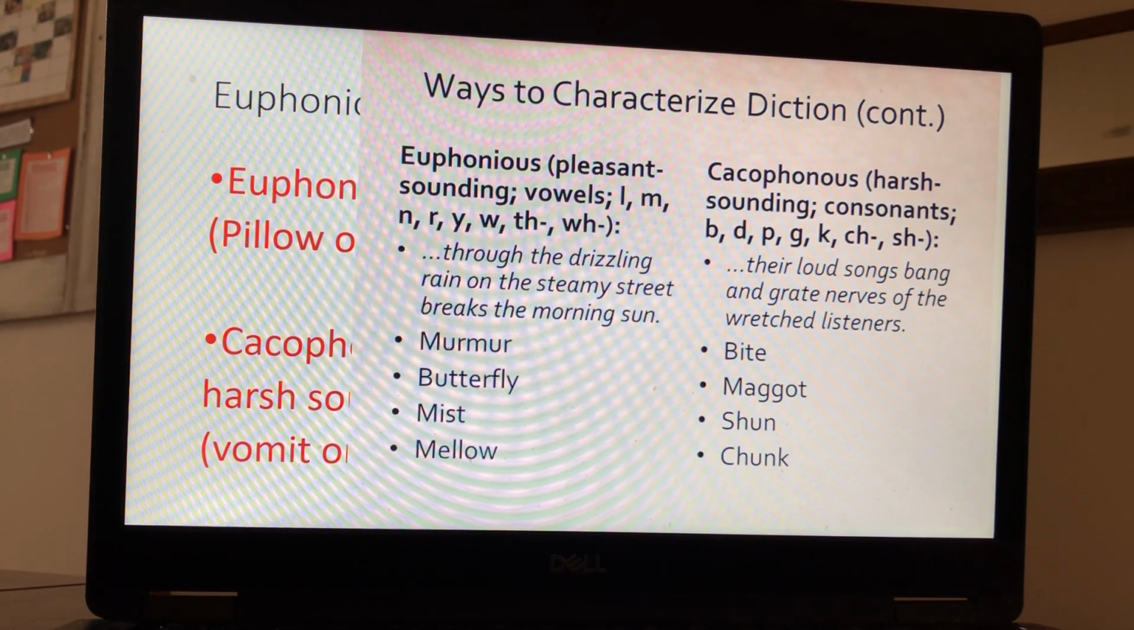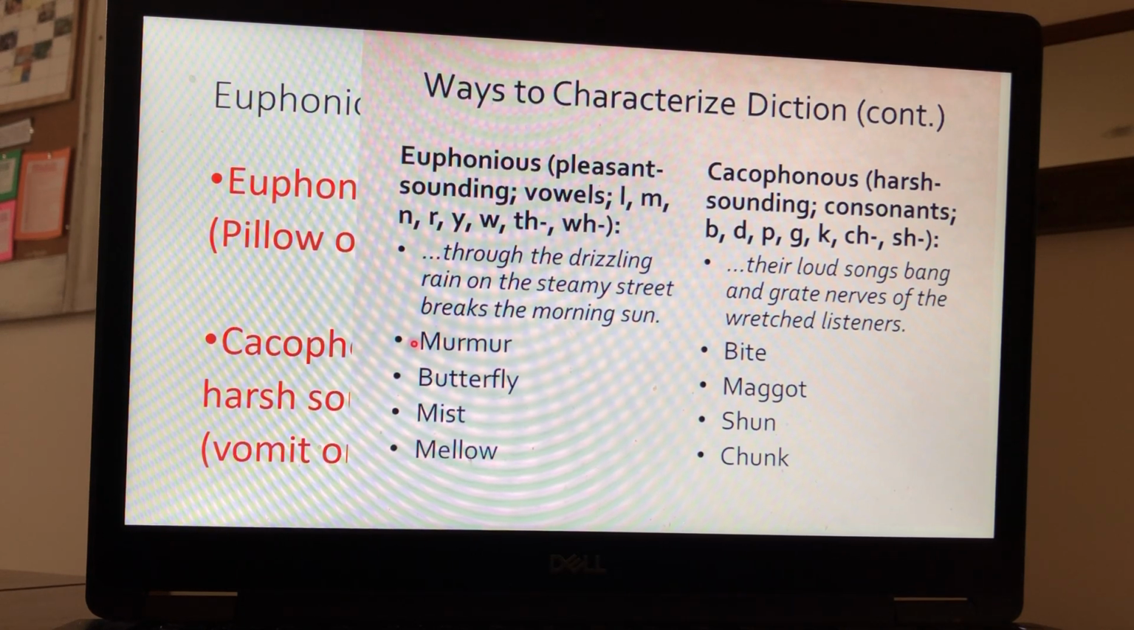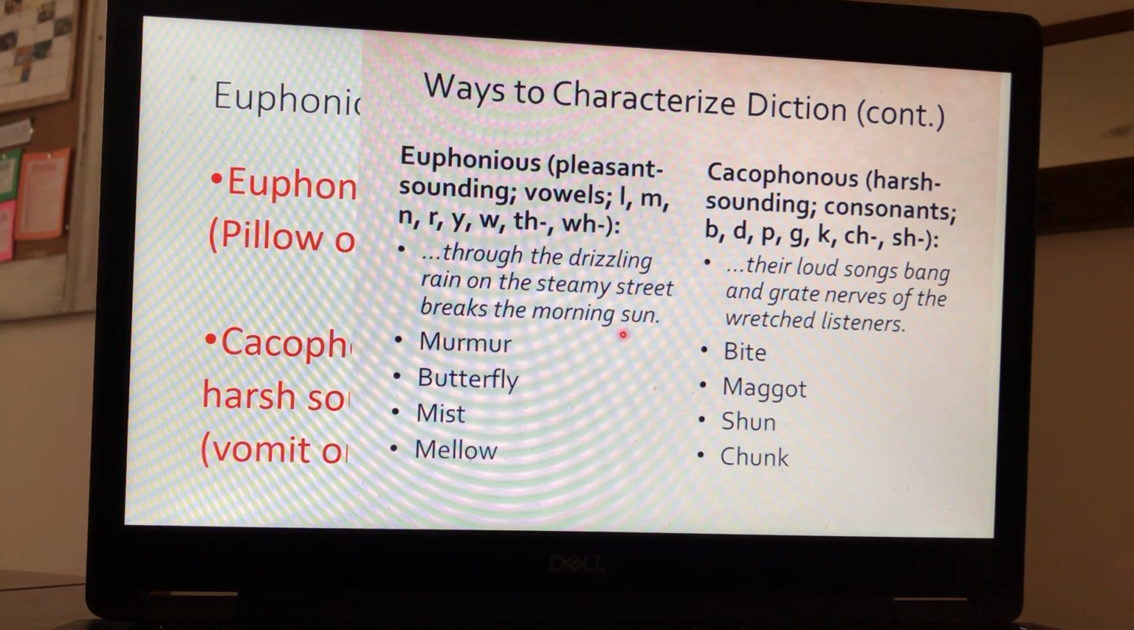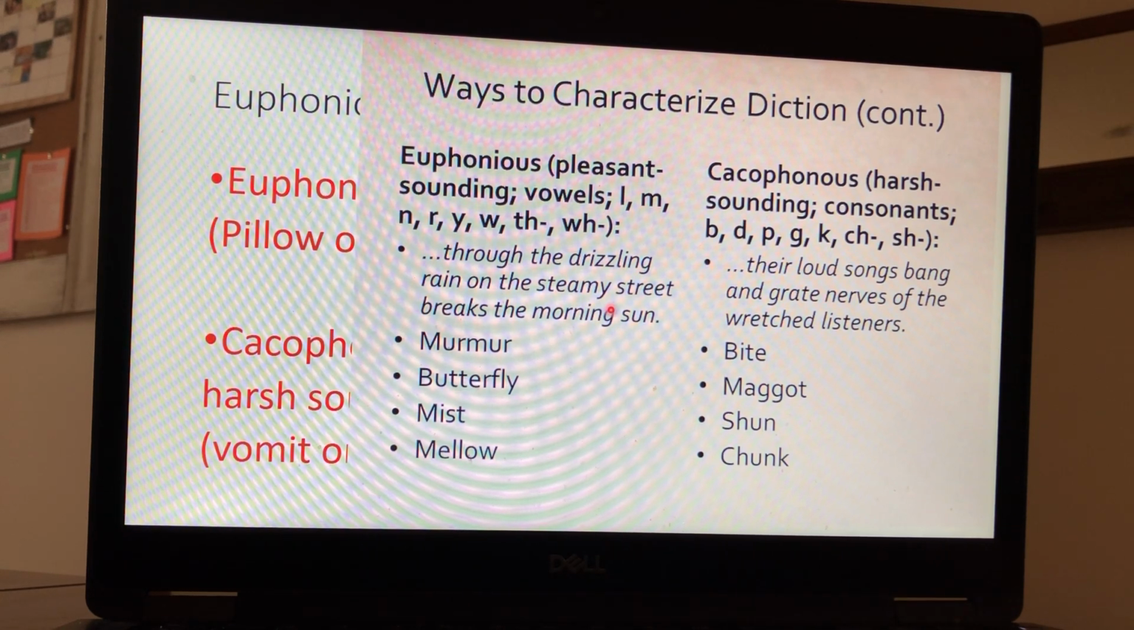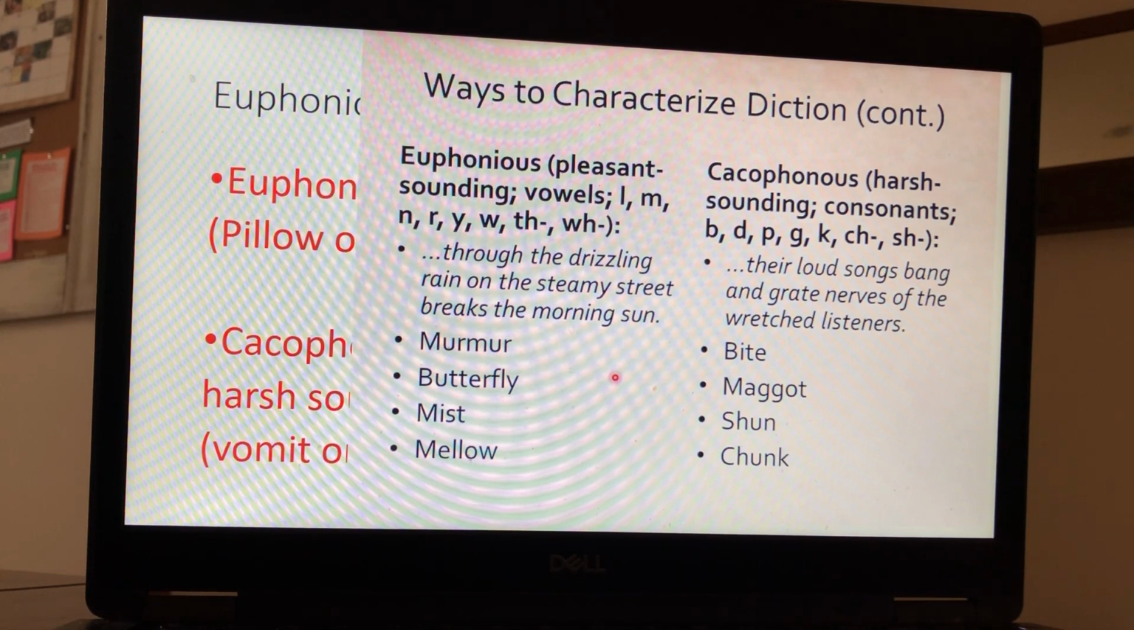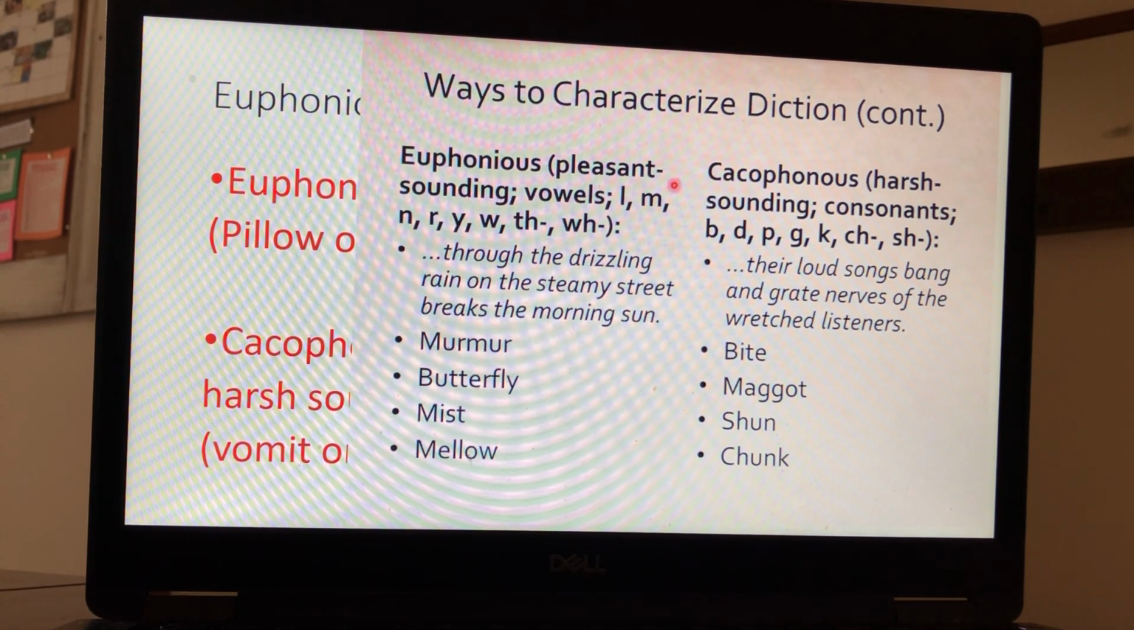Here's a nice little chart that you can look at. It gives you some vowel sounds. That's not always true, but I'll also give you an example, right? When I read this, through the drizzling rain on the steamy street breaks the morning sun, it sounds very poetic and flowing, whereas their loud songs bang great nerves of the wretched listeners, it doesn't flow. It has the word wretched in it, or even great. Maggot is a very kind of wretched word. And then over here we have better sounding words. So euphonious and cacophonous are two ways to characterize diction.